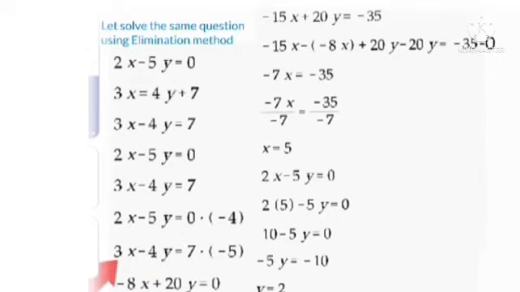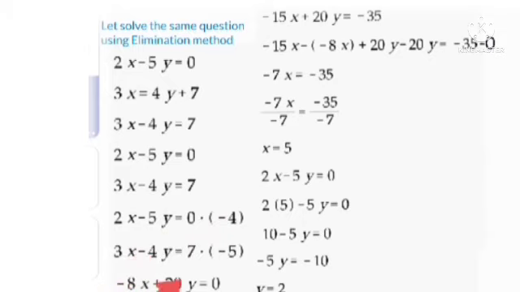And then we multiply 3x minus 4y is equal to 7 times negative 5. This negative 5 is the coefficient of y in equation 1. So we are multiplying equation 1 by the coefficient of y in equation 2, and then multiplying equation 2 by the coefficient of y in equation 1. So now once we expand this, we're going to multiply 2x times negative 4, negative 5y times negative 4, and 0 times negative 4.